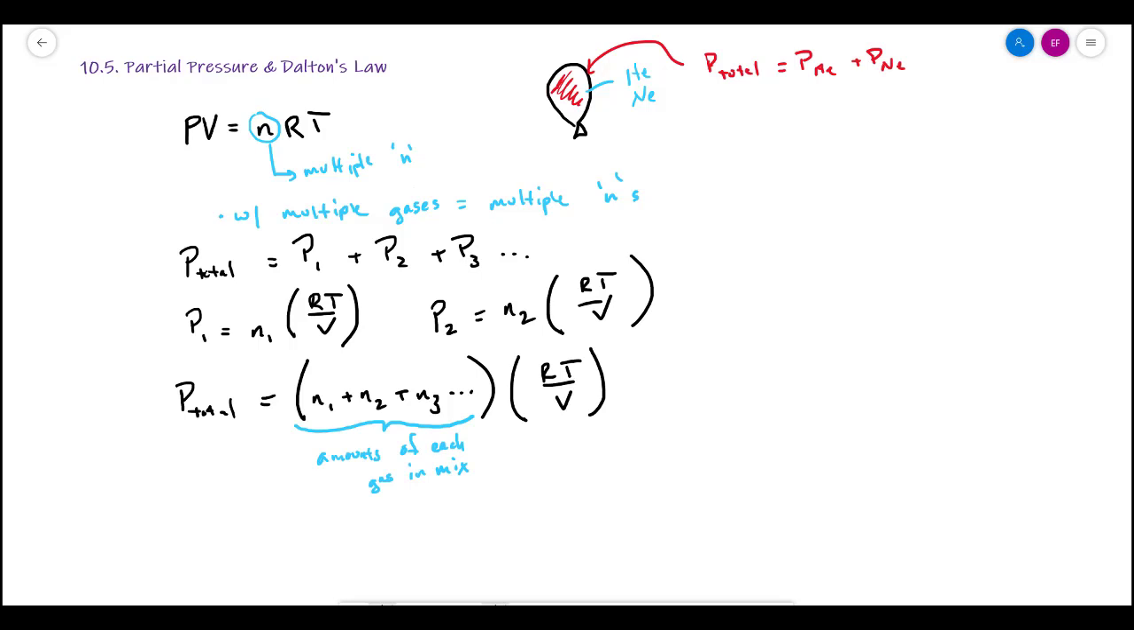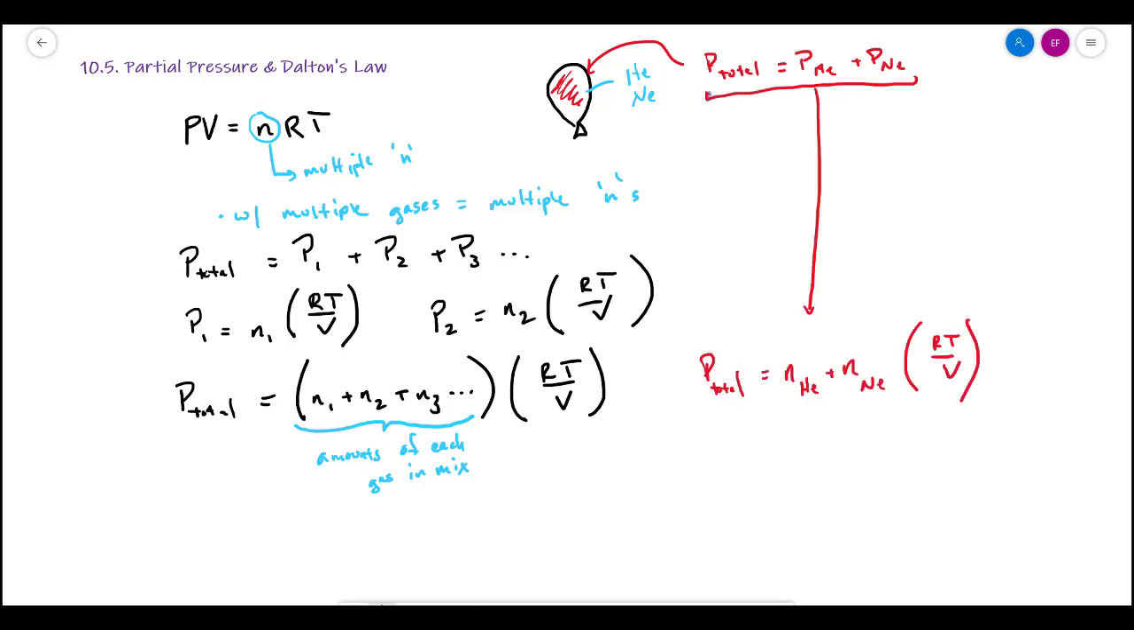Where these quantities, n1 plus n2 plus n3, are just the individual amounts of each gas in the mixture, multiplied by whatever the overall RT divided by V is. To relate that back to that original hypothetical example of helium and neon, the total pressure inside that balloon is just going to be the number of moles of helium plus the number of moles of neon times whatever the temperature and the gas constant over the volume of that balloon are in that physical scenario.